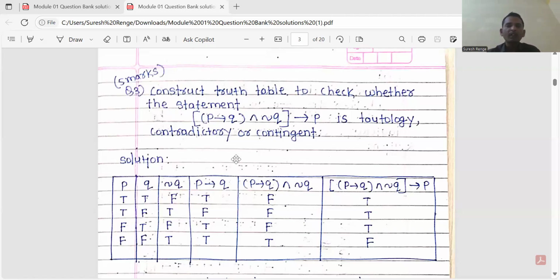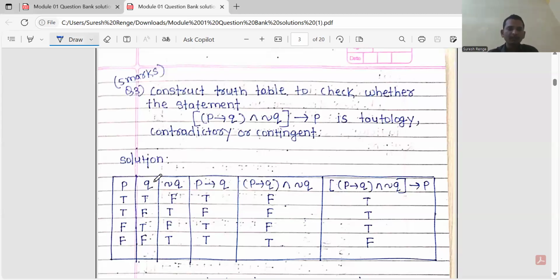Now, what do we require to solve this statement? We need to find the negation of Q, because negation of Q is available in this statement. Where the value of Q is true, the negation of Q becomes false. The negation of true is false, and the negation of false is true. So the values for negation of Q are false, true, false, true.